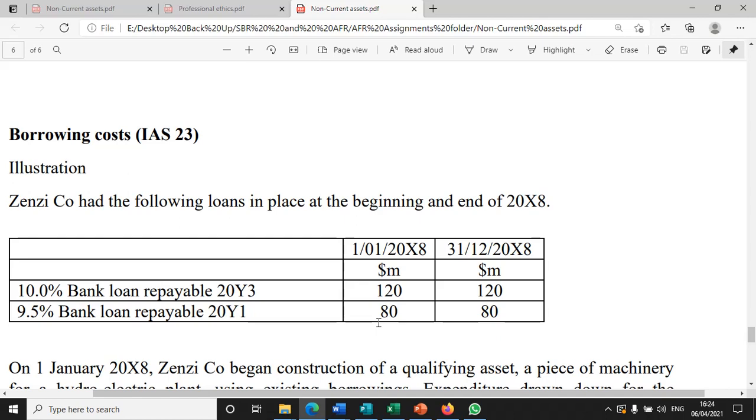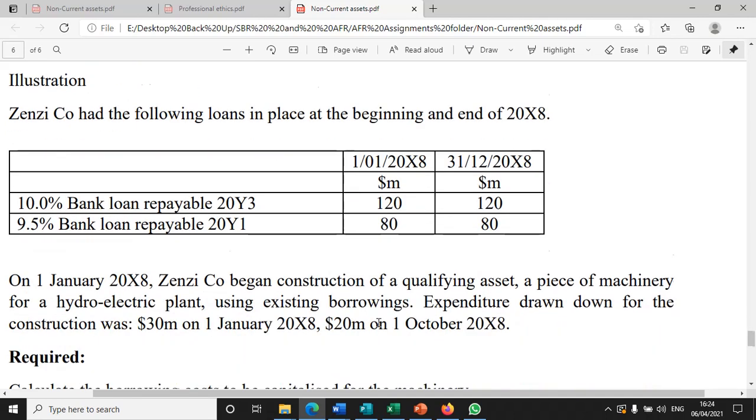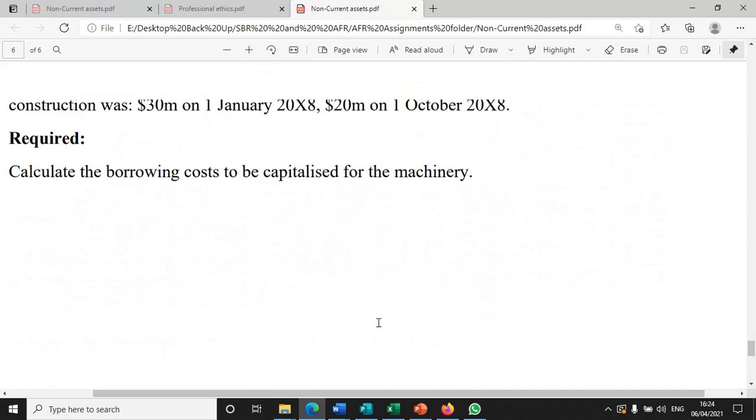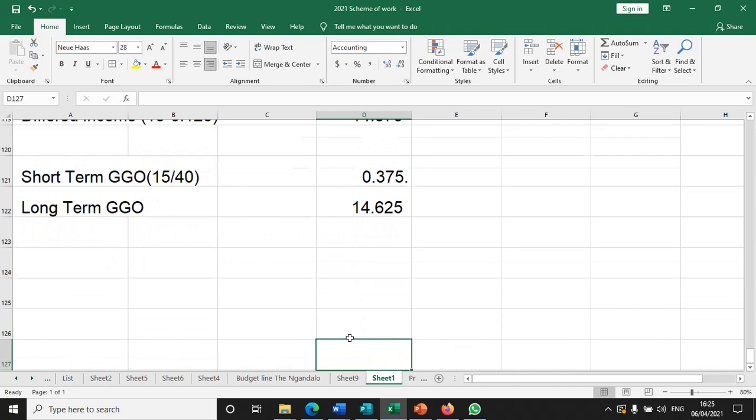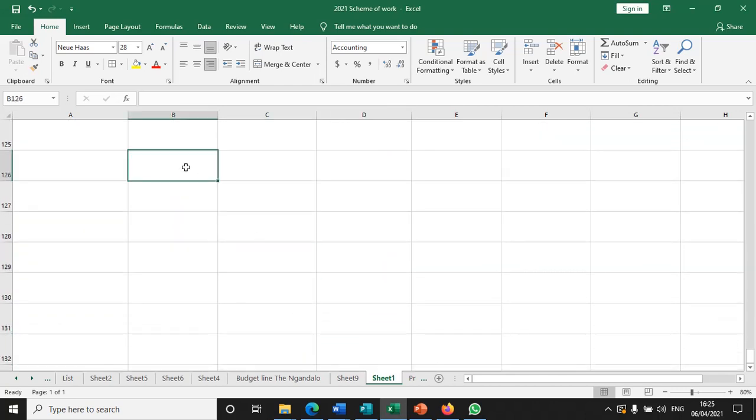So our year is ending in December. Let me safely assume that. Okay, so this is a borrowing cost question with multiple loans, and I think the students must be careful. We need to first find average interest rates in this particular question, and after we have found that, we can proceed now to apply the average interest rate to the so-called principal amount that we are drawn down for the construction of an asset.